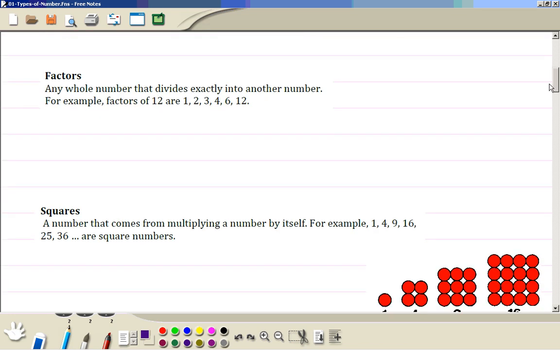Then factors. Factors are the numbers which can divide a number. For example, the factors of 15 are 1, 3, 5, and the number itself, 15.